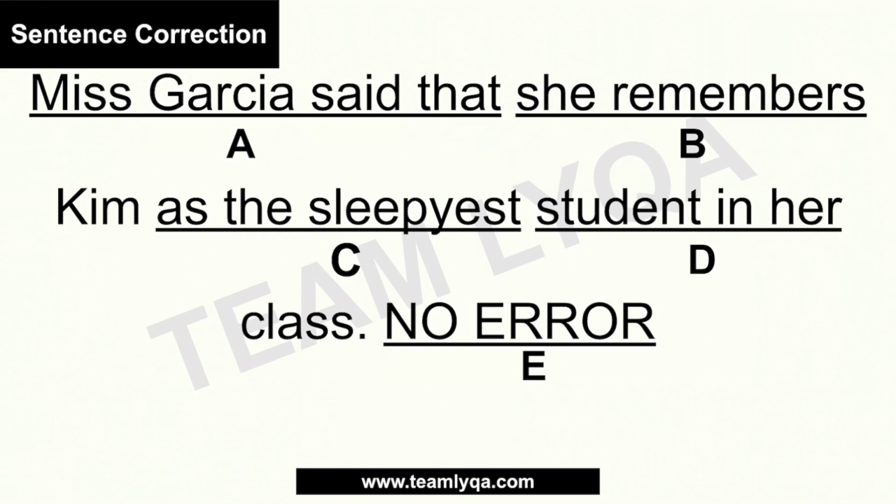Now, a sentence na pwedeng lumabas sa inyong exam can look like this, a sentence correction. Sabi, Ms. Garcia said that she remembers Kim as the sleepiest student in her class. Or no error. Now, a lot of people will just read this. Wala naman masyadong problema, pero they forget to spot yung spelling. Okay? Now, ano yung tama dyan? It has to be sleepy, yes, with an I.